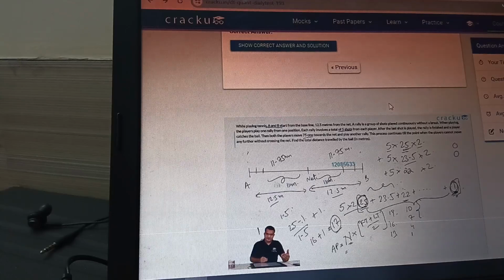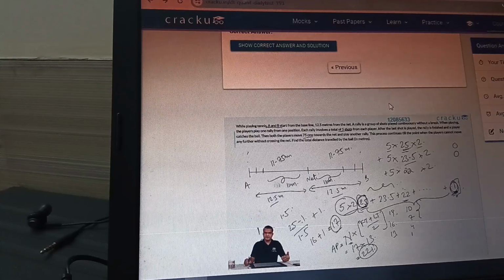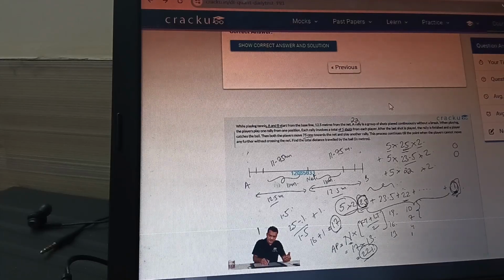In this case, the number of terms is 17, and the average is (25 plus 1) by 2, so that is 13. So the sum is 221. Now you multiply it with 5 and 2, so 5 into 2 is 10. So the total distance traveled by the ball is 2210 meters.